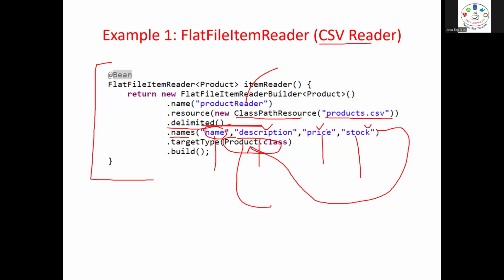How the linking will happen between reader, processor, and writer, we will see as part of the lab exercise as well. So this is about the flat file item reader, creating the bean object here. The same pattern you can perform for JDBC, JPA, or Kafka. Based on your use case, whichever you want, you can implement here. This is one example to read the data from a CSV file of type Product.